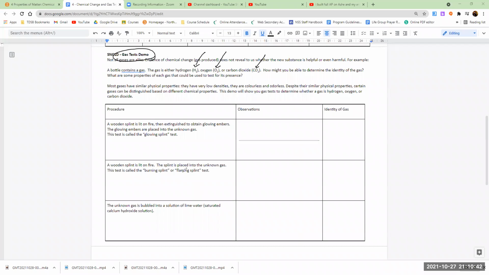The first test that we can do is called a glowing splint test. And this glowing splint test confirms whether something is oxygen or not. What you do is you take a splint, or a little piece of wood, you light it on fire, and when you extinguish the fire, there is this glow, sort of like coal of a barbecue or of a campfire, if you know what I'm talking about. It's just glowing red. If you put it inside a test tube of oxygen, the oxygen will feed the glowing embers enough that it actually reignites back into a fire.